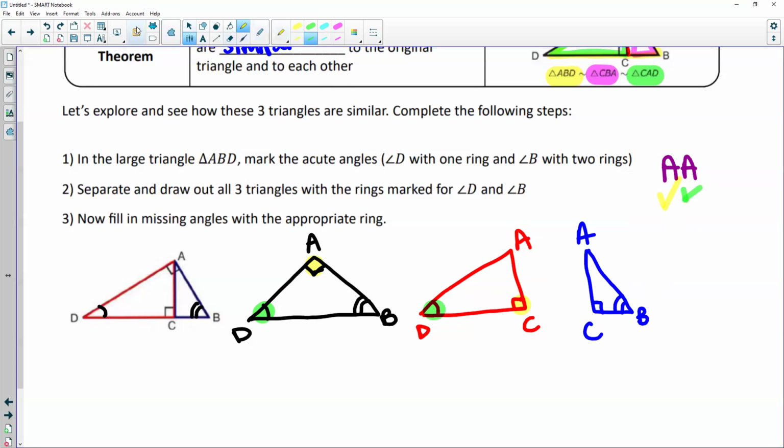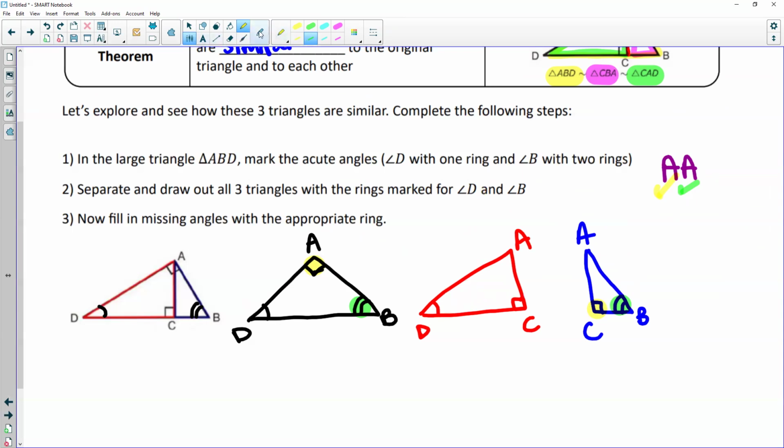The same could be said if I were to look at the black triangle and the blue triangle. They both have a 90-degree angle. That takes care of one of the angles in angle-angle. And then they also have an angle shared with 2 rings, right? So that is the second pair of angles that are congruent. So the black triangle and the blue triangle are similar by angle-angle. And the black triangle and the red triangle are similar by angle-angle.